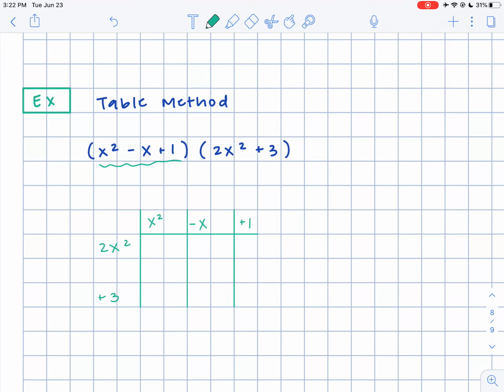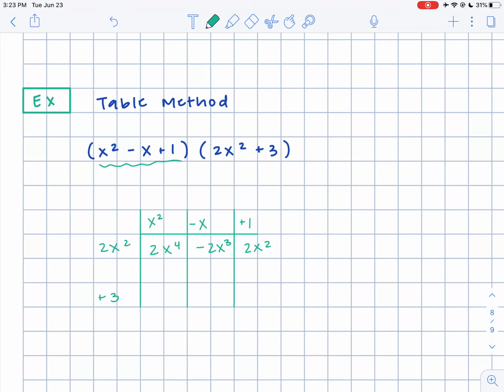And now we can multiply. So x squared, we can either go this way or go this way, whatever's easier. So 2x squared times x squared would give us 2x to the power 4. Now 2x squared times negative x, negative 2x cubed. 2x squared times 1 is just 2x squared.